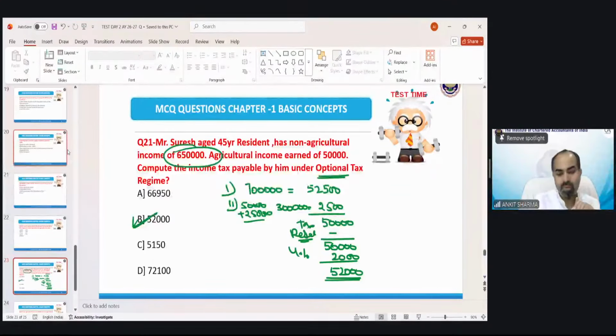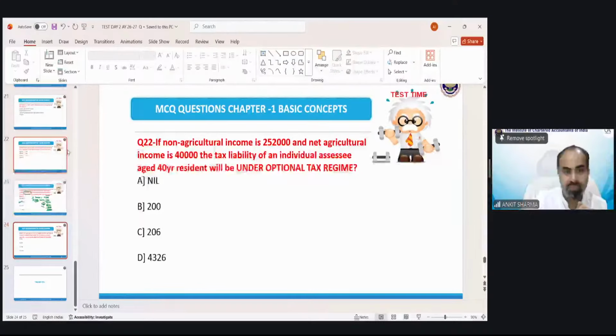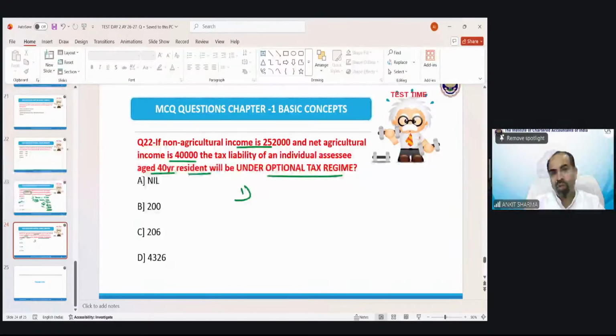Clear? And now 21. If non-agricultural income is 252 and net agricultural income is 40, age is 40-year resident, need to calculate tax under optional tax regime. Now in this example, you will see rebate is applicable. How? Look. First point, you have to calculate tax on 2,92,000 rupees. Tax would be 2,100. In the second case, you have to calculate tax on 290, 250 plus 40. That would be 2,000 rupees. Now 100 rupees is your tax.